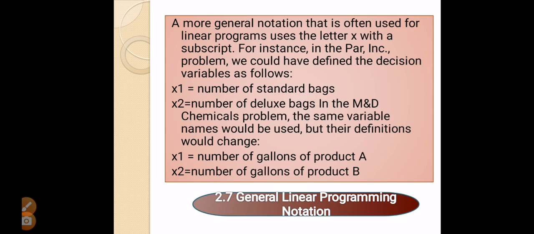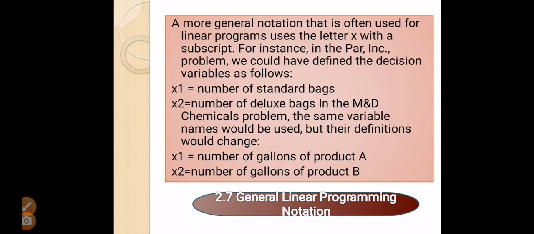We selected decision variables according to their names, S and D in the Par Incorporated problem and A and B in the M&D Chemicals problem, to make it easier to recall what these decision variables represent in the problem. Although this approach works well for linear programs involving few decision variables, it can become difficult when dealing with problems with a large number of decision variables.